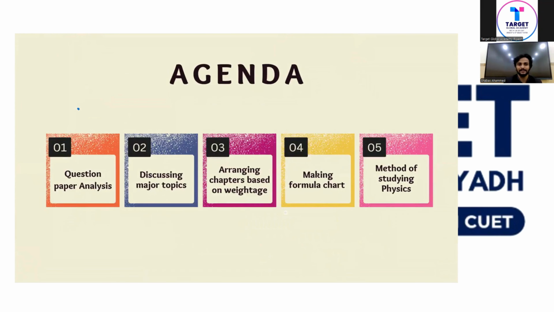So today's agenda: first we will analyze a question paper, and we will understand how the questions will be, which are the sections, and what kind of questions are coming in which sections. Next we will discuss the major topics, then arrange chapters based on the weightage, and we'll make our own formula chart after that. The last one I will give you is a method for how to study for the physics exam.